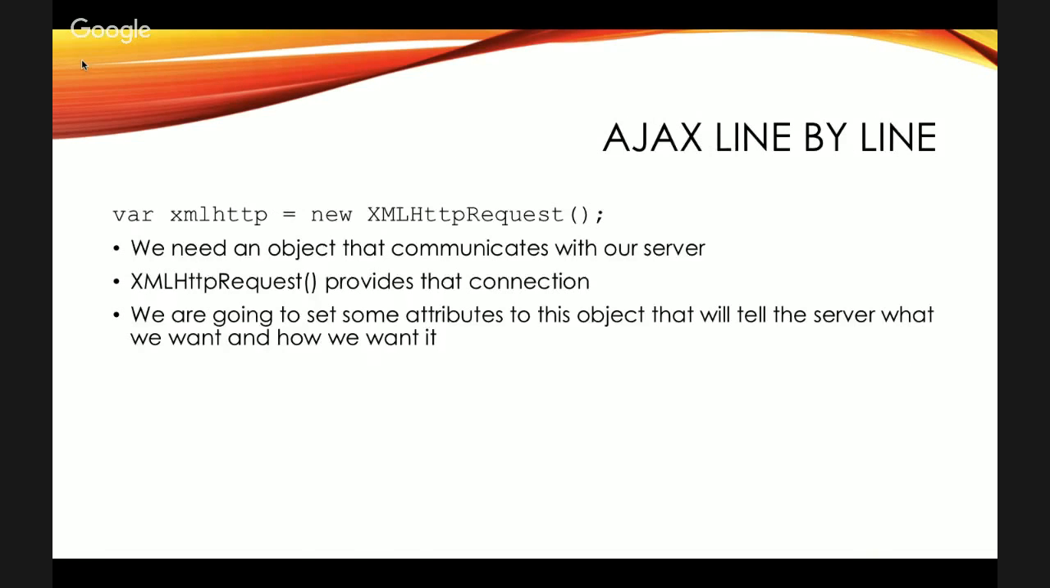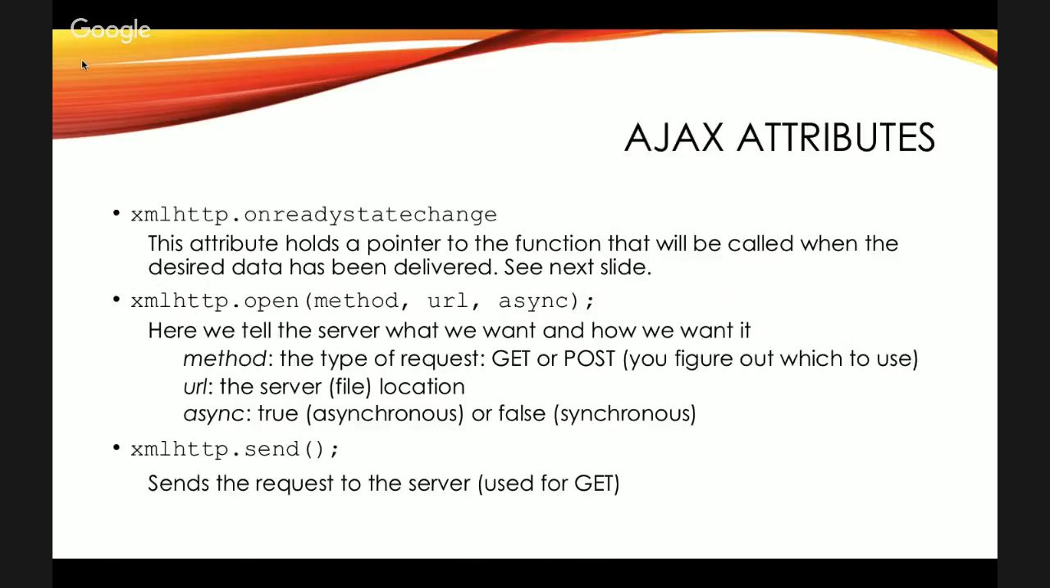So let's move on. Let's go over to Ajax line by line. Well, first of all, if we're going to talk to the server, we need to have a connection to it. So XML HTTP request. That's it. We get a connection to the server. Now, in order to use that connection properly, we're going to need to set some attributes. So let's look at the attributes.